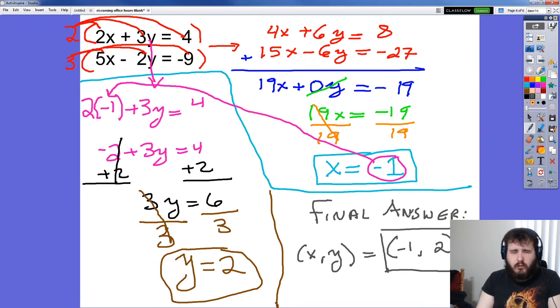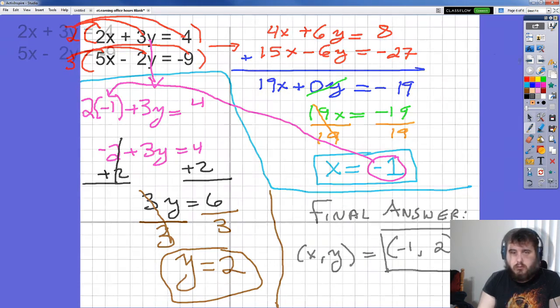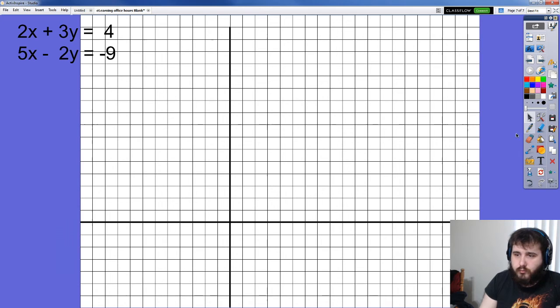Let's actually graph that. So we are going to graph these points. Now, I'm going to graph this one in green, and I'll graph this one in red. Have it be very Christmassy. Christmas in April, that's what I say. Okay, so let's start with the green one.